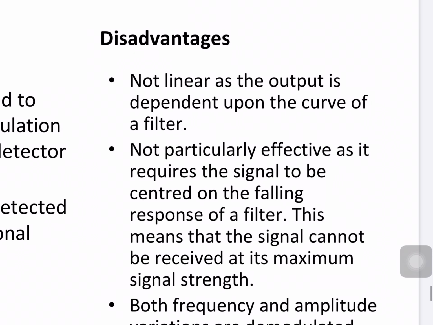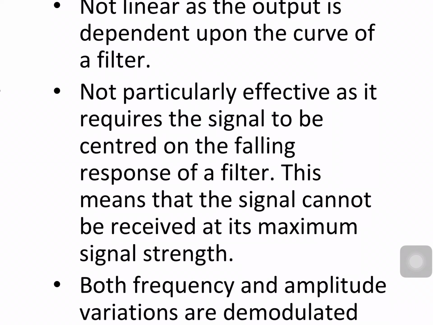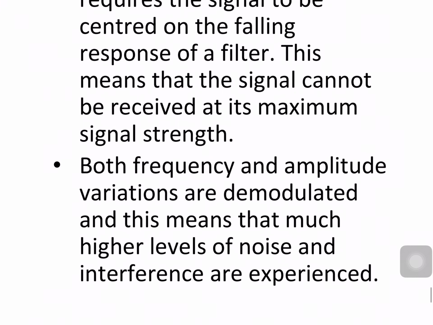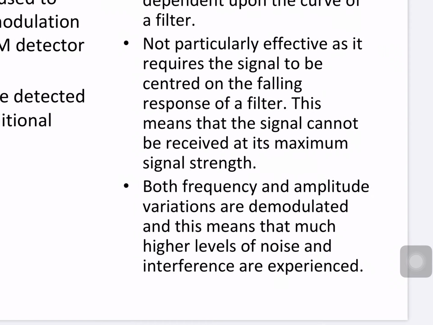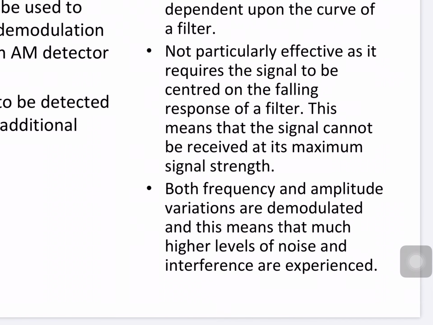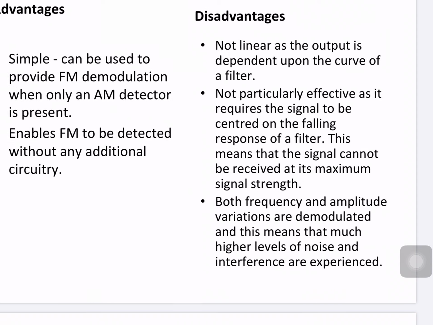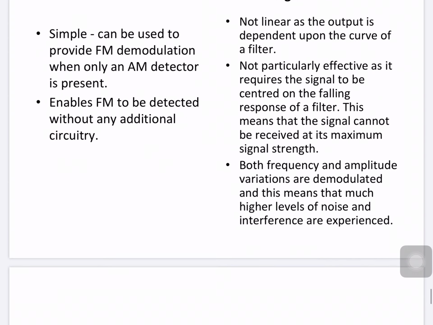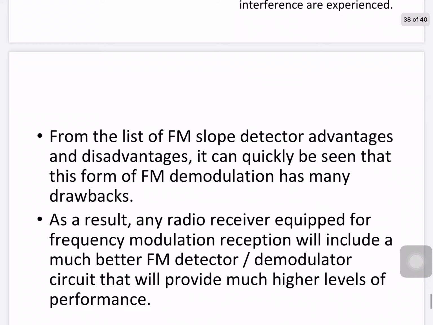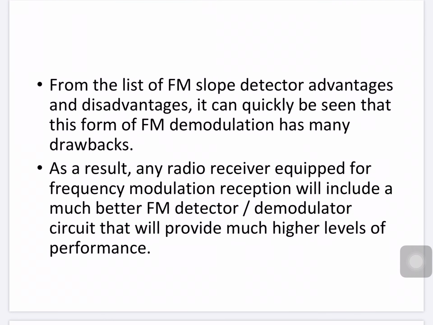These are the disadvantages. It is not linear, as the output is dependent upon the curve of the filter. It is not particularly effective, as it requires the signal to be centered on the falling response of a filter. This means that the signal cannot be received at its maximum signal strength. And both frequency and amplitude variations are demodulated, and this means that a high level of noise and interference is experienced. So from the list of FM slope detector advantages and disadvantages, it can quickly be seen that this form of FM demodulation has many drawbacks.